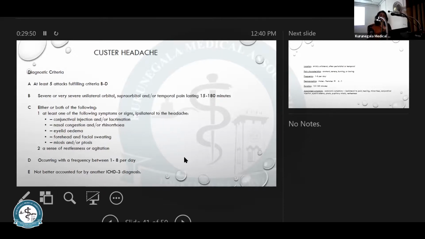And of course, the clusters come in clusters. There are periods where the patient does not have headache, and then there comes a cluster of attacks. So that is how a cluster headache presents. And usually this is more common in males. It's very rare in females. So not like in migraine.